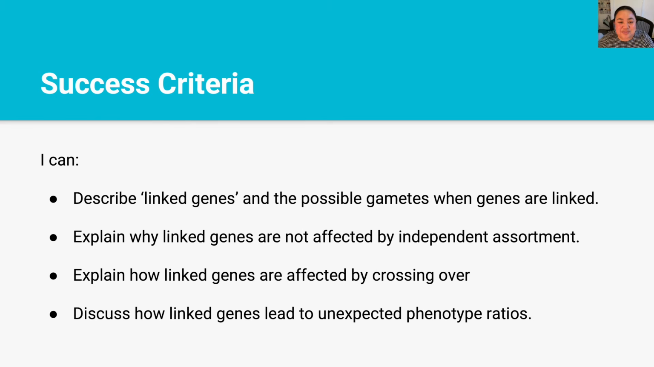So by now you should be able to describe linked genes and the possible gametes they produce, explain why linked genes are not affected by independent assortment and how linked genes are affected by crossing over, and you should also be able to discuss how linked genes lead to unexpected phenotype ratios.